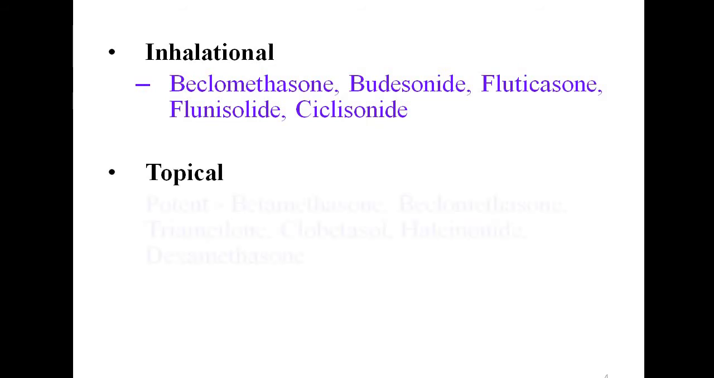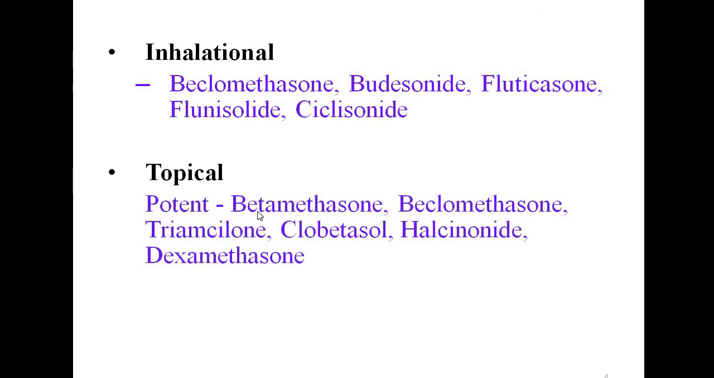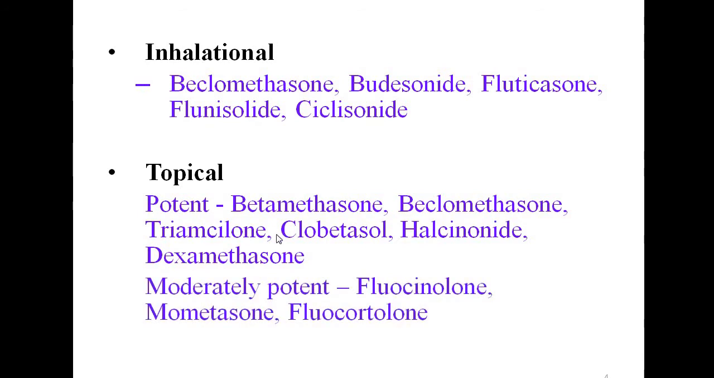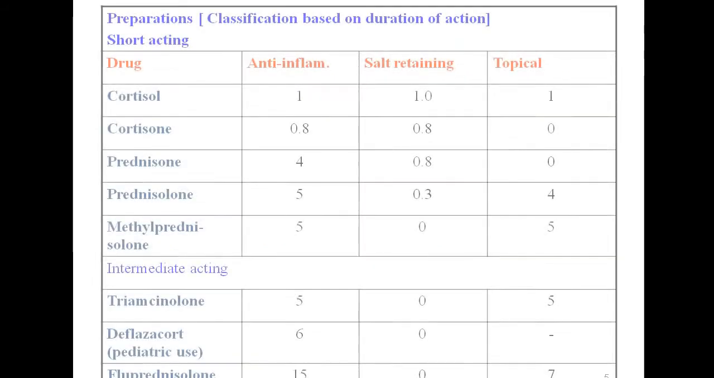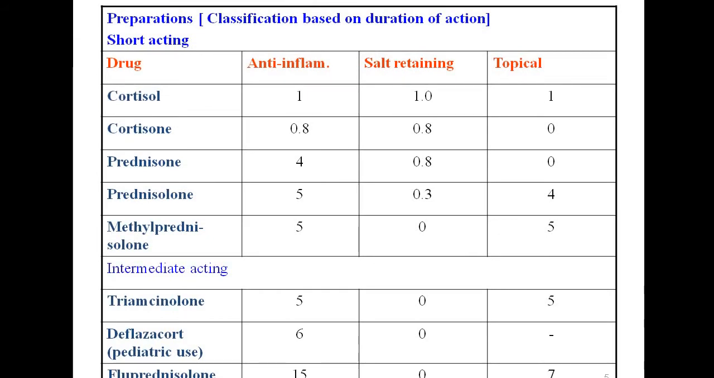Then we have the topical corticosteroids, which include the potent ones, namely betamethasone, beclomethasone, triamcinolone, clobetasol and dexamethasone. Moderately potent topical corticosteroids include fluocinolone, mometasone and flucortolone. Hydrocortisone ointment is a very mild topical corticosteroid. Classification can also be done based on the duration of action, but for your purpose, what we just described: natural, synthetic, inhalational and topical.